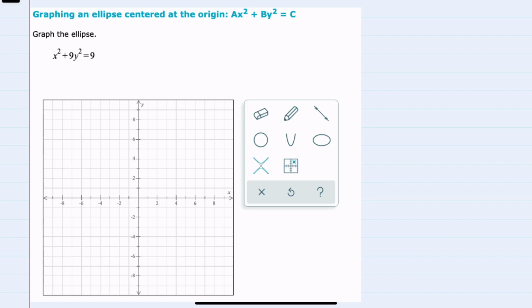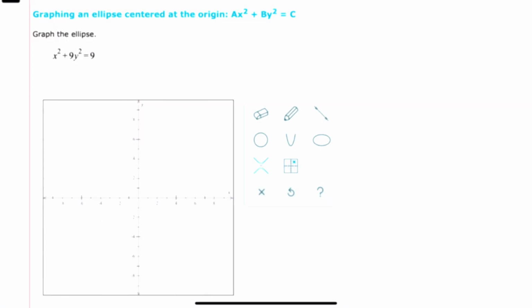In this video, I'll be helping you with the ALEKS problem type called graphing an ellipse centered at the origin, ax squared plus by squared equals c. And before we jump into this example, we'll take a short detour to look at the standard form of an ellipse and its different parts.